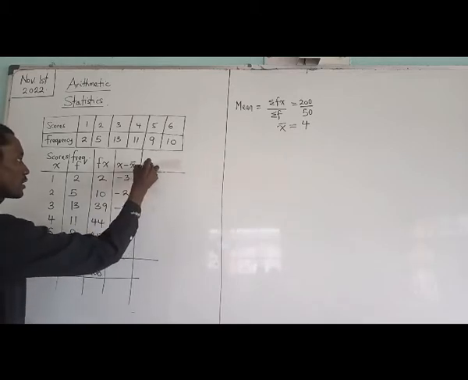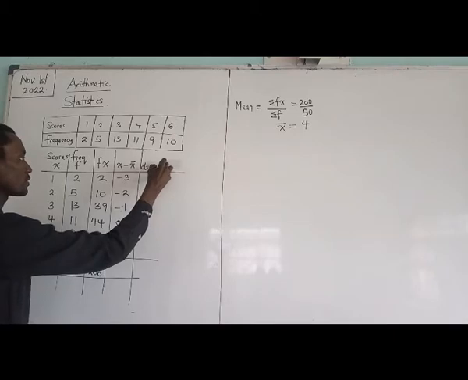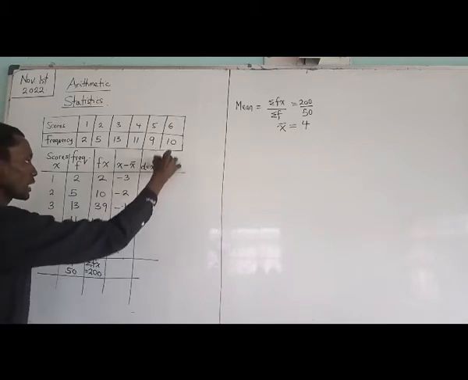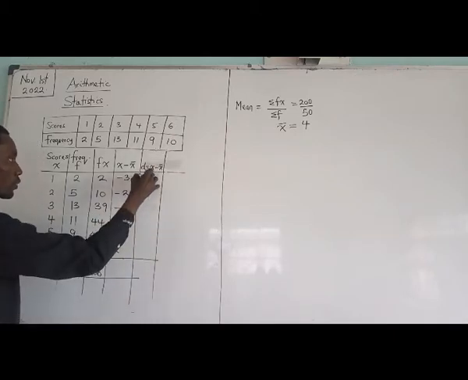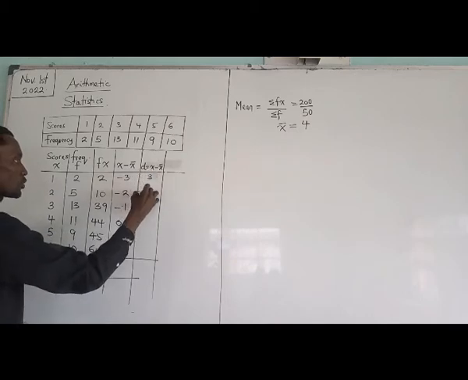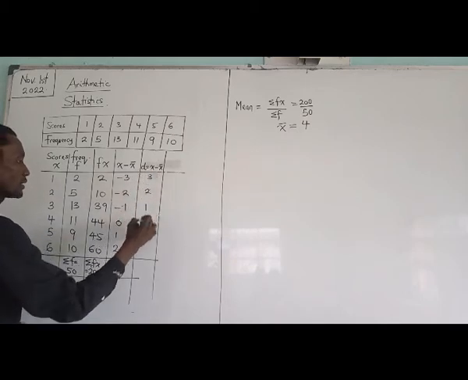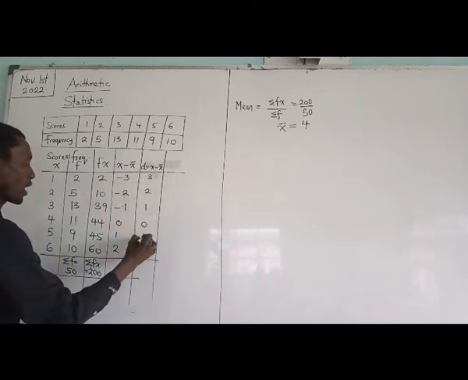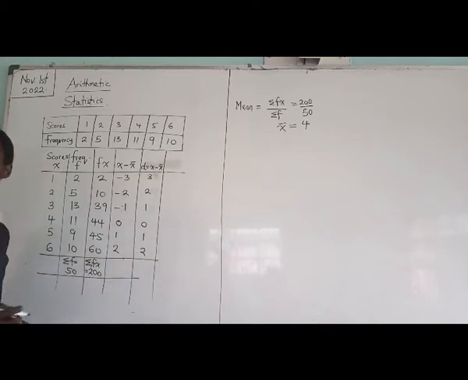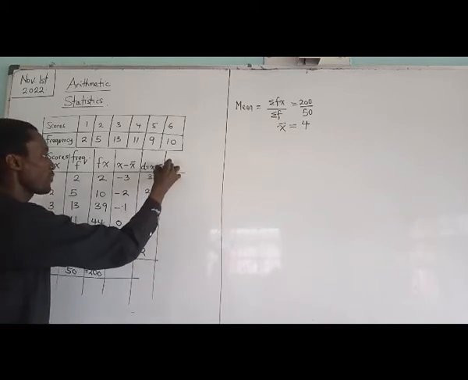So I'll just say D equal to the absolute value of x minus the mean. Alright, so I'm going to rule that. So this will be 3, this will be 2, this will be 1, this will be 0, this will be 1, and this will be 2. The next thing I want to do is to find what? FD.